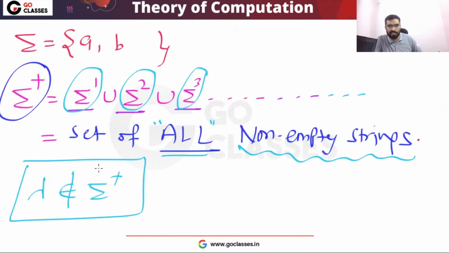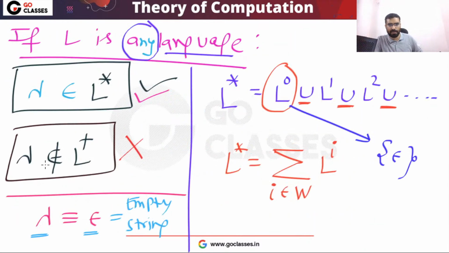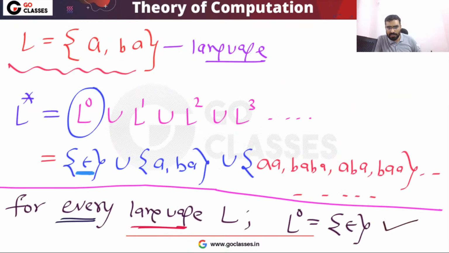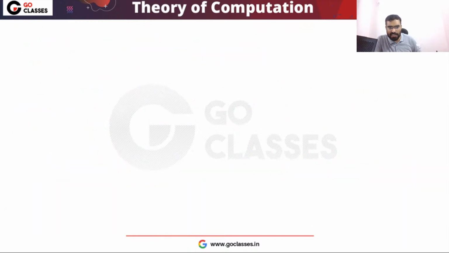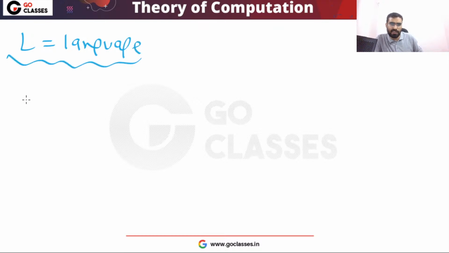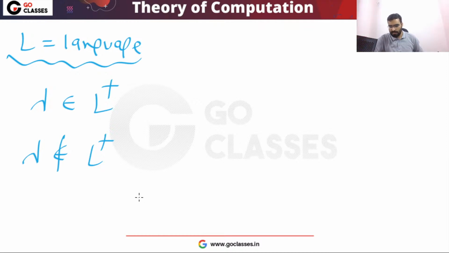Now let's see, this statement is not correct. Remember this statement that the empty string belongs to L plus. This statement is not correct. Tell me which statement is correct. Look at these two statements. Let's assume L is a language. Now if L is a language, which statement is correct? The empty string belongs to L plus, or the empty string does not belong to L plus. Which of them is the correct statement?